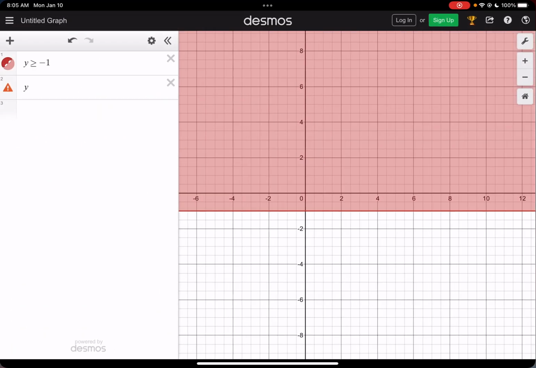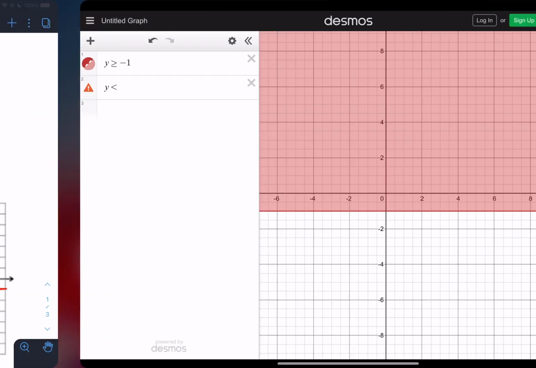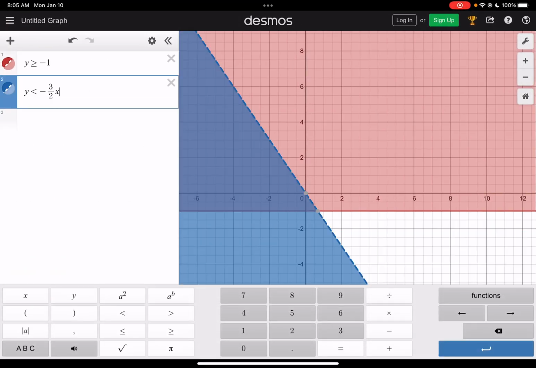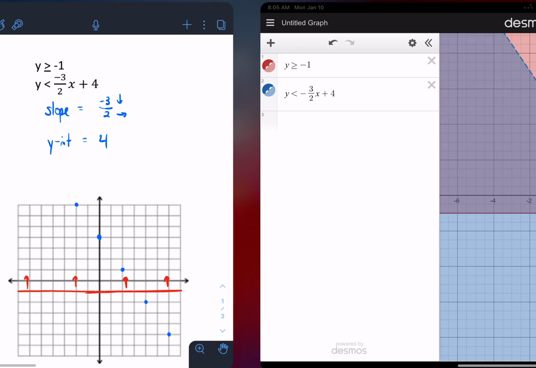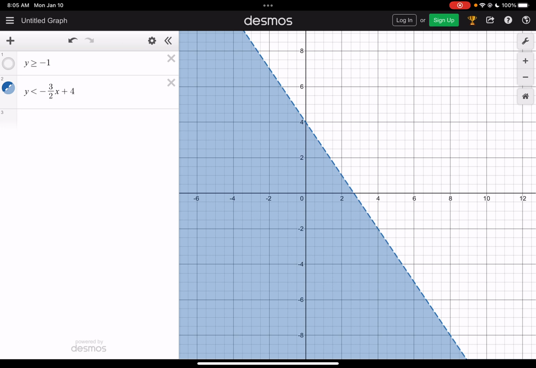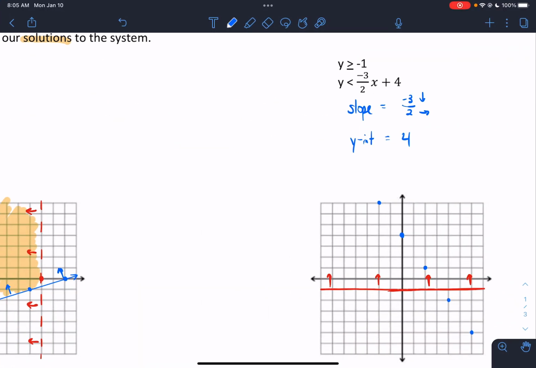Y is less than -3/2 x plus, I think it was 4. Yep. And so same thing, I can look at this. I've got a dotted line that's shaded kind of down and to the left. So I'm going to do a dashed line, and everything that is shaded this way.